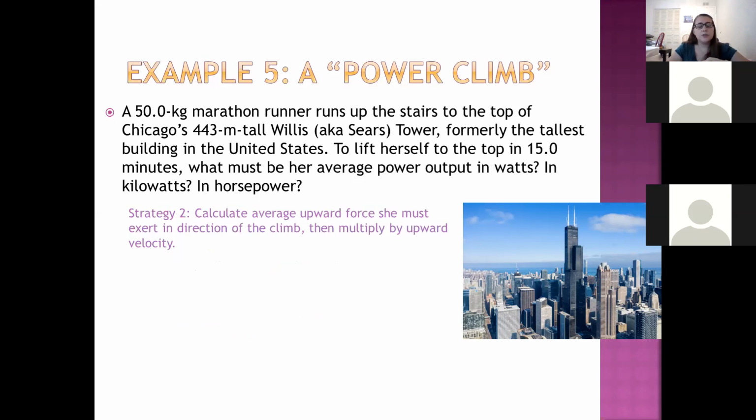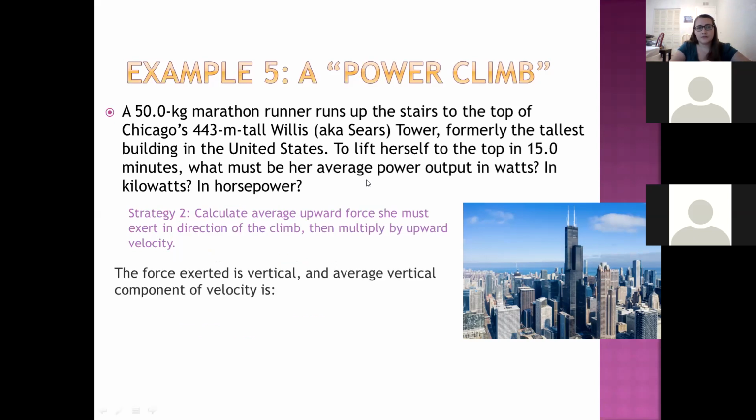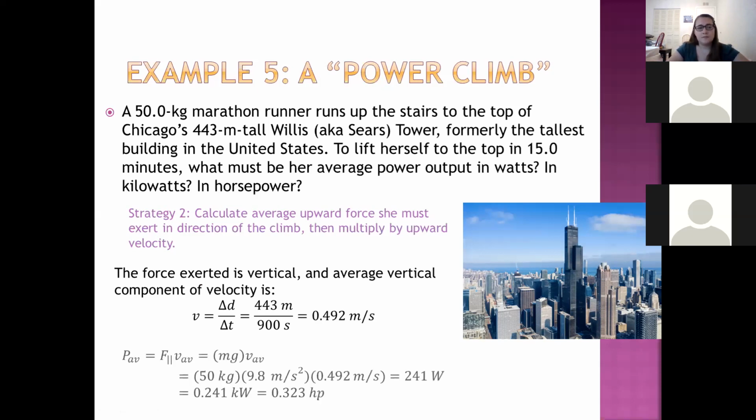Okay, strategy number 2: calculate the upward force that she must exert in the direction of her climb, and then multiply that by the upward velocity. The force that she's exerting is vertical, and the average vertical component of the velocity is her change in position, her displacement, divided by the time interval. We know the height of the building, 443 meters, and the time we found in the previous part, so I didn't bother doing it again. That was 900 seconds. So that gives us a velocity of 0.492 meters per second.